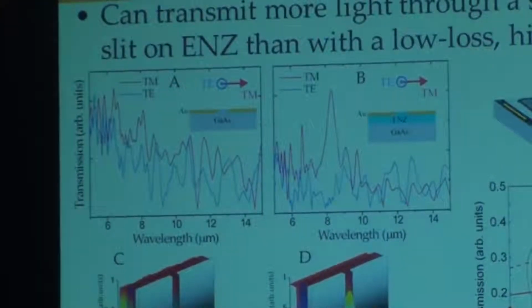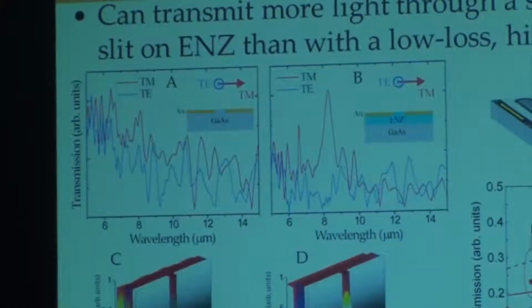And you get this improvement, so gallium arsenide is the best case scenario. You get this improvement for a wide range of slits, and it gets stronger as you go to smaller and smaller slits. Okay, so that's a little bit of an aside.